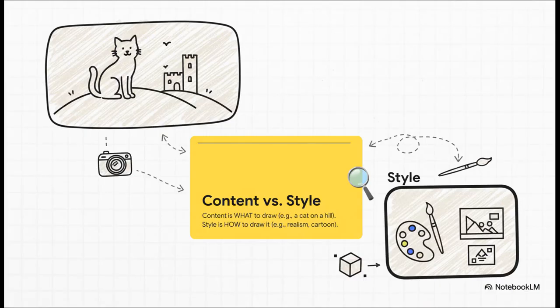Okay, so every single AI thinks in these two separate buckets. First, you've got the content. That's the what, the stuff, the nouns. A cat, a hill, a castle. Simple. Then you've got the style, and that's the how. How's it going to look? Is it going to be a photo, or maybe an oil painting, a 3D model? The trick is you have to split these two things in your head before you tell the AI what to do. That way, your instructions are crystal clear.